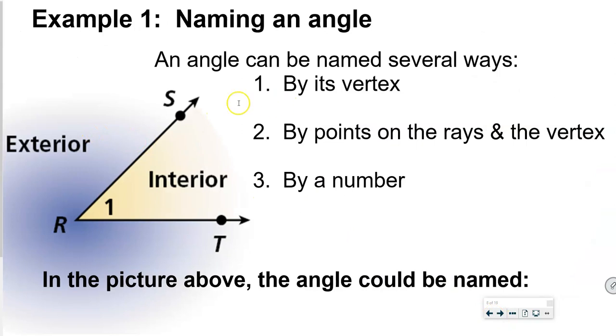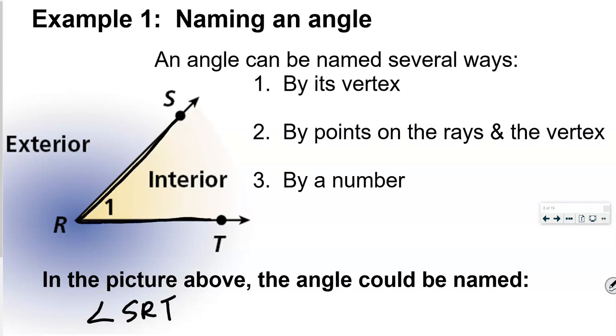So naming an angle. It says an angle can be named several ways: by its vertex, by points on the rays and the vertex, and by a number. So in the picture above, let's talk about all the different ways it could be named. So it could be named angle SRT, so that's us going right here like this, or we can go the opposite direction, angle TRS, right? Then we can name this angle R because there is no other angle that has that vertex, okay? Or we could name it angle 1 because that's the number that's inside the angle. So those are the 4 different ways that we could name this angle.